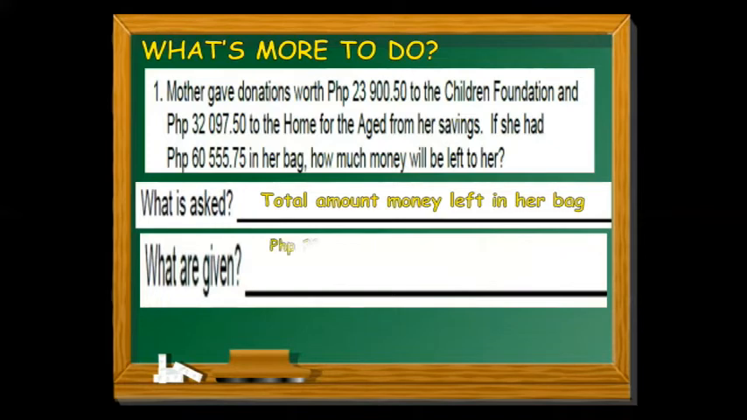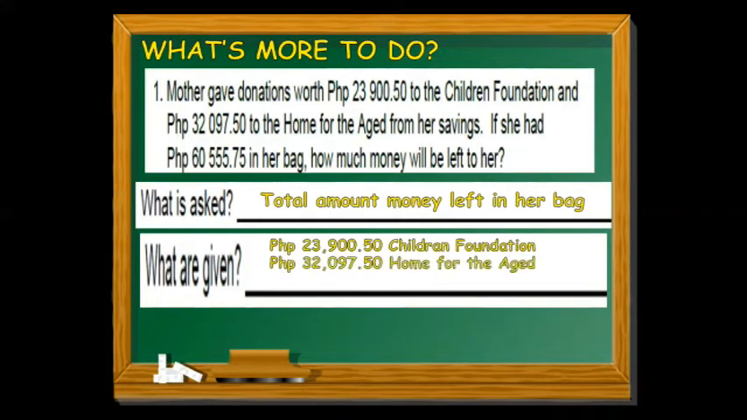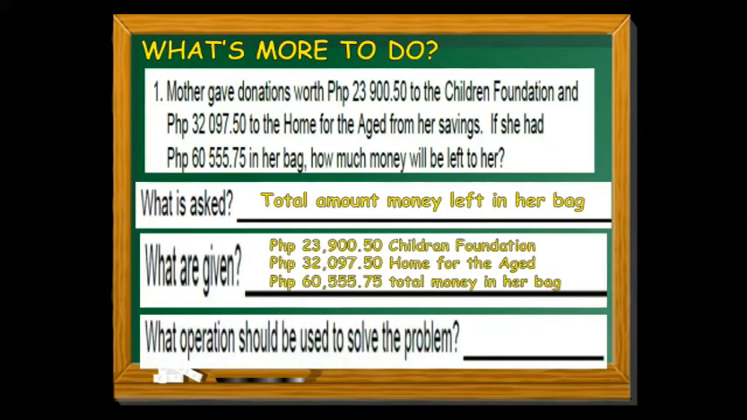So we have 23,950 cents sa Children Foundation binigay. We have 32,097 and 50 cents sa Home for the Aged. Binigay, dinonate din niya. At yung isa pang given natin is 60,555 and 75 cents. Yan naman yung total na pera niya sa kanyang bag. So the next one is, what operation should be used to solve the problem?